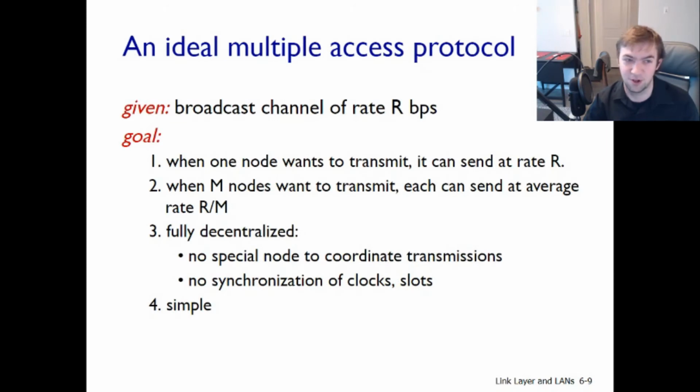So an ideal protocol for multiple access is if you're given a broadcast channel that has R bits per second, when one node wants to transmit, it can just send at that rate, R. However, when M nodes want to transmit, each one is only allowed to send at an average of R over M bits per second. This is fully decentralized. You don't need to coordinate anything. There's no synchronization of clocks or slots, and it's very, very simple.